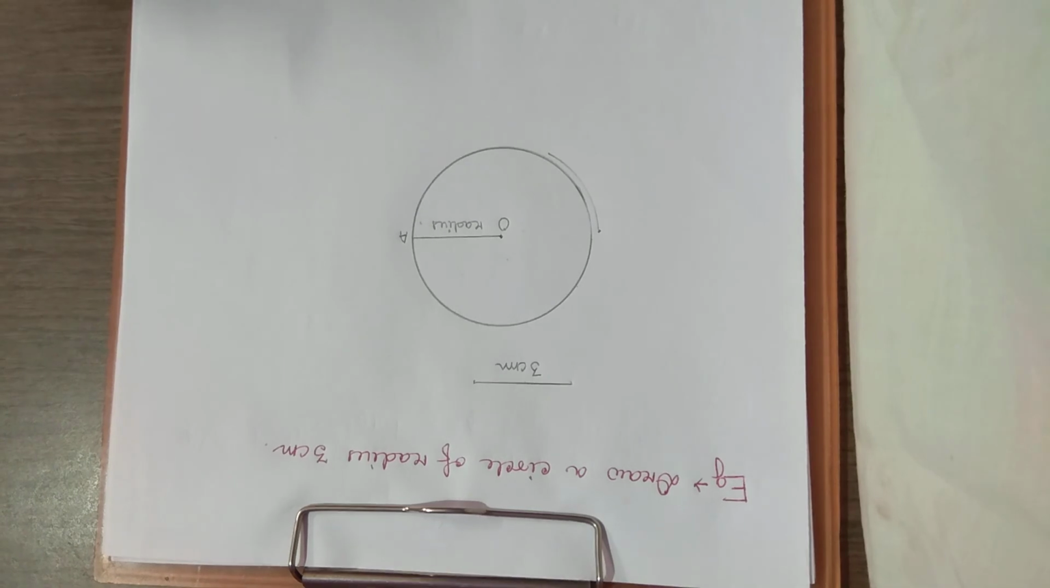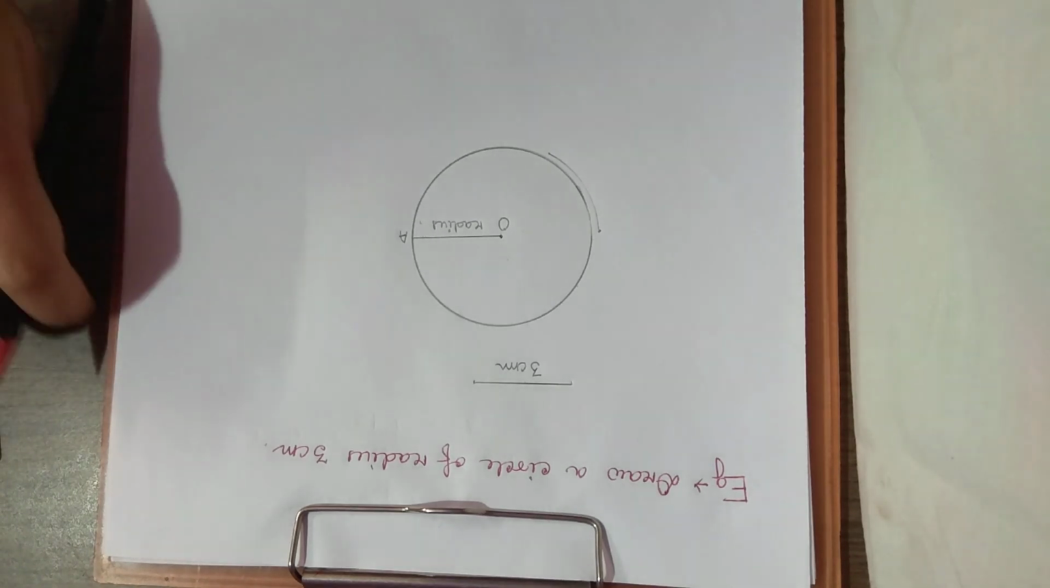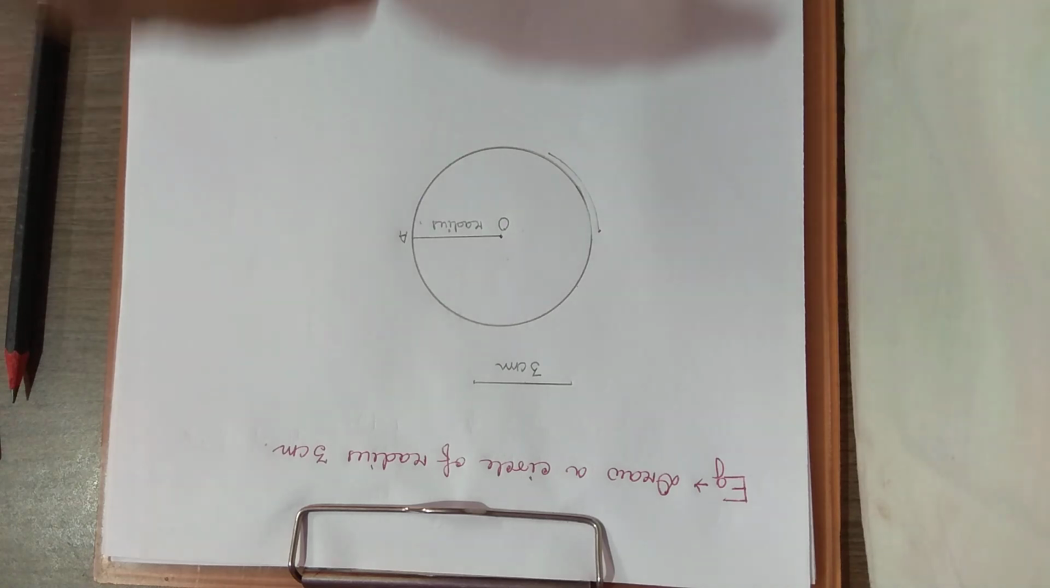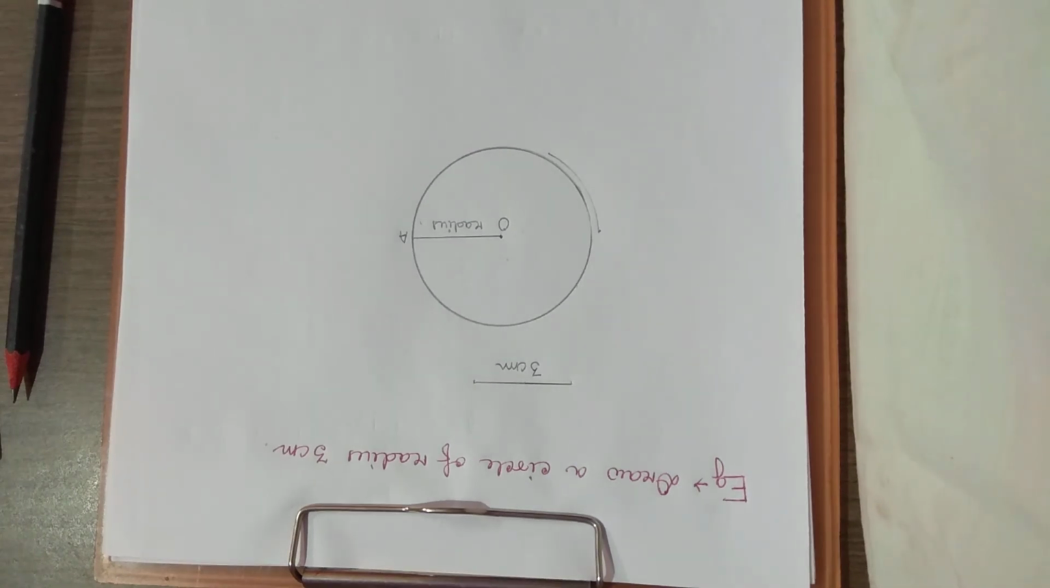So in this way, we can construct a circle. Okay, this is an example. Now if you turn to your book, exercise 14A, question number 1, you will see there also in the question it is asked, draw a circle using radius 3.5. So in the same way, you need to do it.